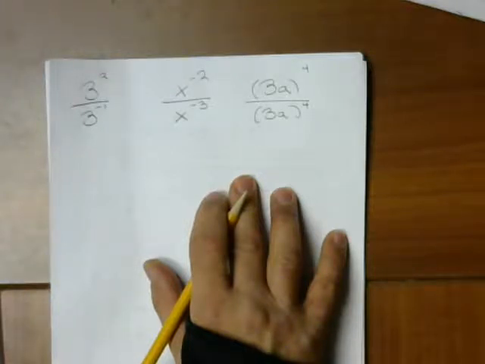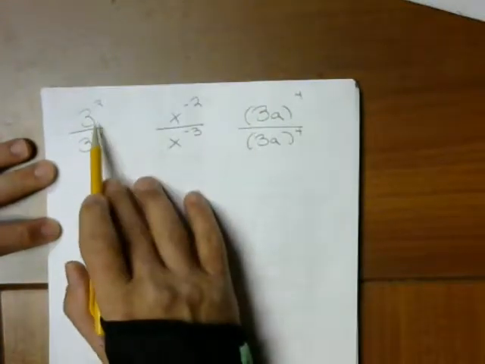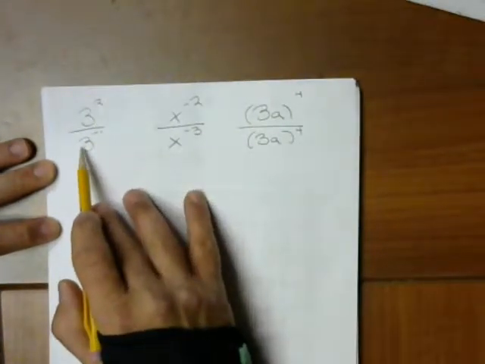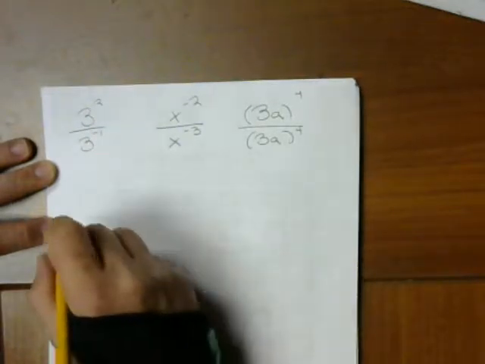Okay, now let's try and look at some examples that use the quotient law for exponents. So I have a couple here. Let's start over here. So we have 3 squared divided by 3 to the negative 1. So what do I get here?